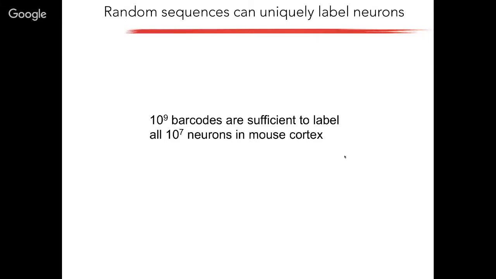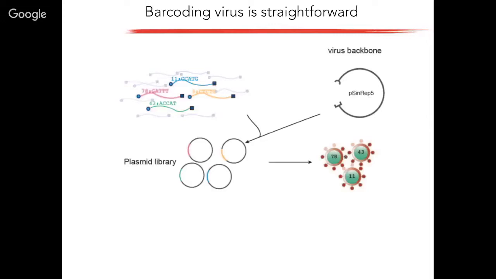More concretely, 10 to the 9 barcodes are sufficient to label all 10 to the 7 neurons in a mouse cortex with sufficient diversity so that the chances that 2 neurons will be labeled the same by chance are pretty small.